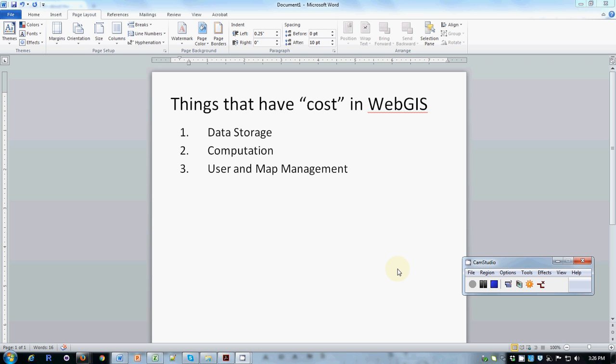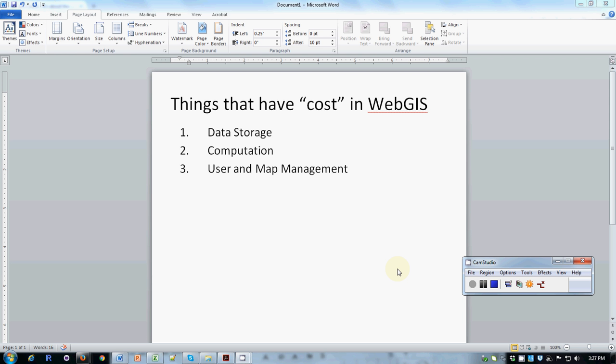It is possible to store our own data in the cloud, and I have demonstrated that, and you've probably tried that a couple of times, putting one of your own spatial data sets in the cloud so that it can become part of a web map for you or for anybody else. Well, that is often something that has a cost or a value in WebGIS.